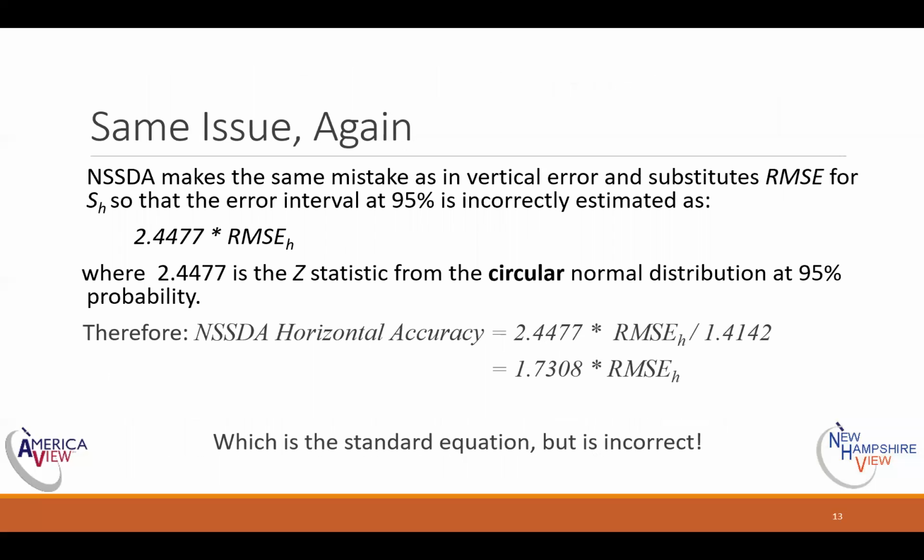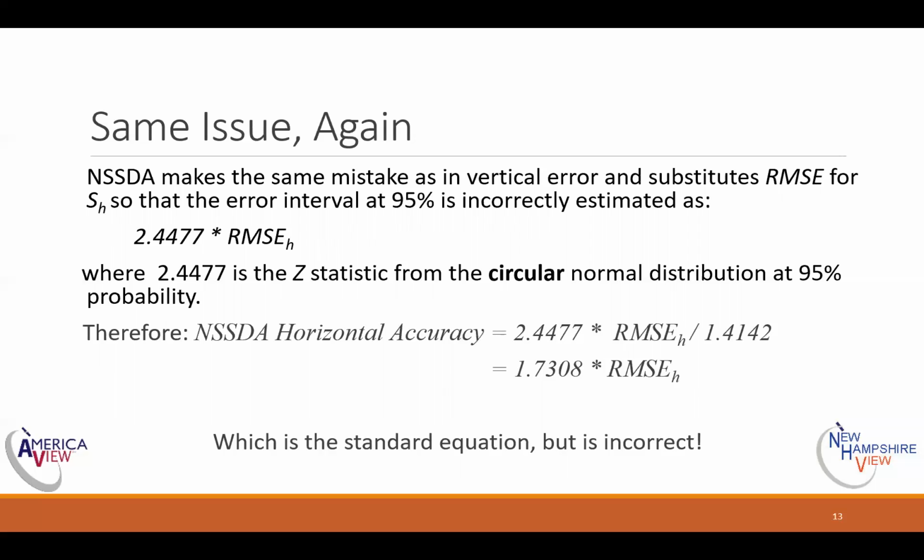It substitutes root mean square error for the standard deviation. And so that error interval at the 95% is incorrectly estimated using this equation, 2.4477 times the root mean square error, where the 2.4477 is probably not a number you know about, but it's the Z statistic at 95% confidence for a circular normal distribution, for the bivariate normal, okay?